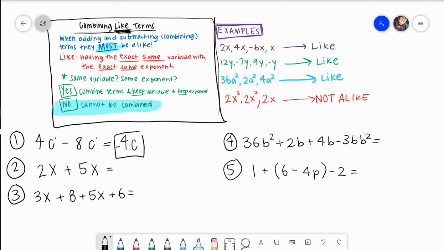So problem 2, 2x plus 5x. Same variable? Yes. Same exponent? Yes. Okay, I'm going to combine my terms. 2 plus 5. Signs are the same. Add and keep the sign, and then keep and keep the variable and the exponent.